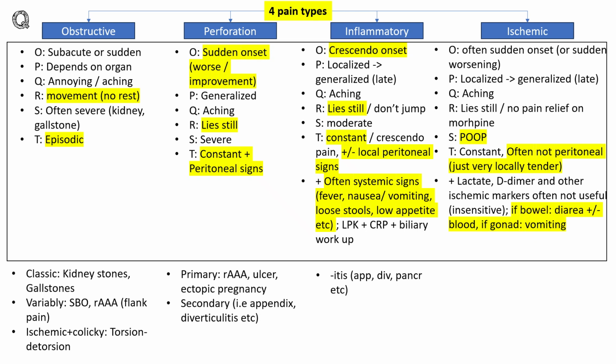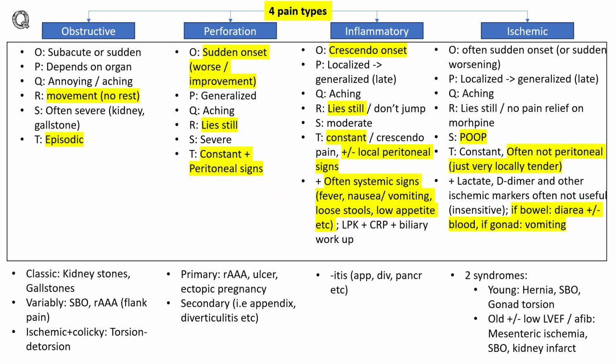But these are the things that, like, I usually, there are two syndromes of this. There's the kind of hernia, like the young usually have small bowel obstruction with ischemia, hernia, or gonad torsion, and the older will usually have mesenteric ischemia, or also small bowel obstruction, maybe kidney infarction.